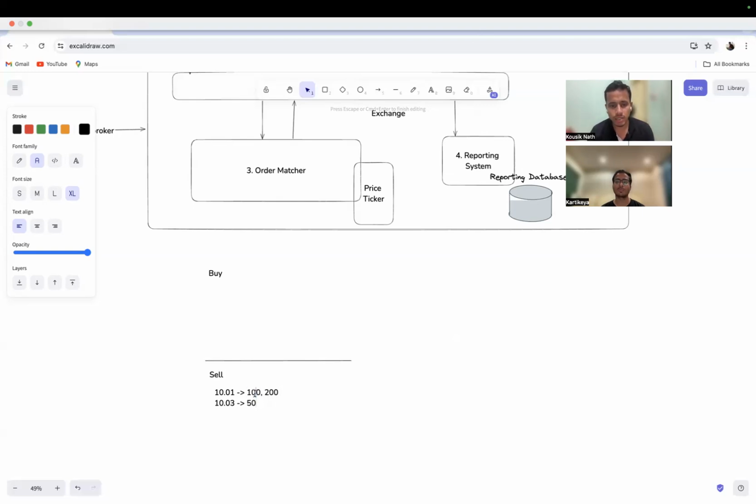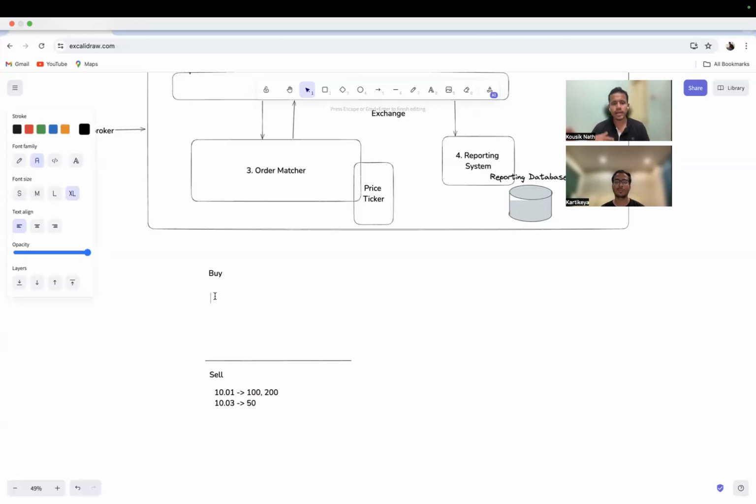So this data is not only 100, 200; it also contains who the seller is, what the transaction ID is, and other metadata. So it's kind of an object that you're going to have, but for simplicity I've just written it like that. The selling data structure contains at what price, how many volumes got sold, and from which user, for which broker, client ID, etc.